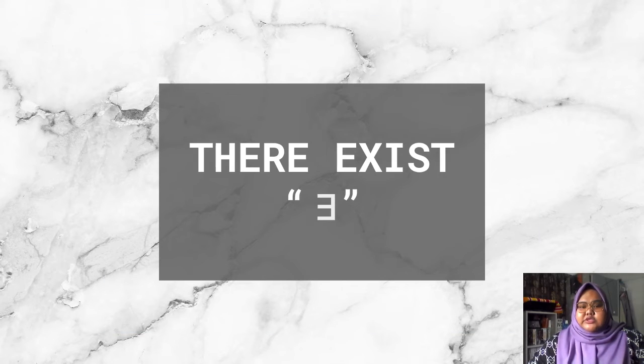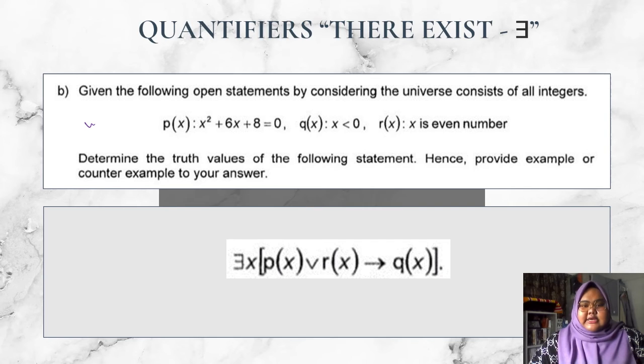Now, I will continue with the there exists quantifier. Okay, let's go. Next is an example of a question about there exists, taken from the partial question. Let's see and do it together. Given the following open statements, consider the universe consisting of all integers. This is the P(x) function. Q(x): x is smaller than 0. R(x): x is an even number. Determine the truth value of the following statement, and provide an example or counterexample to your answer.